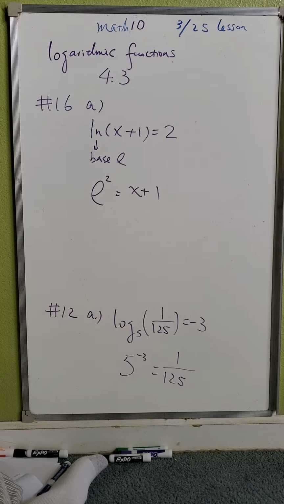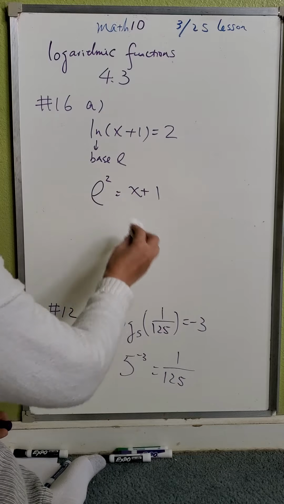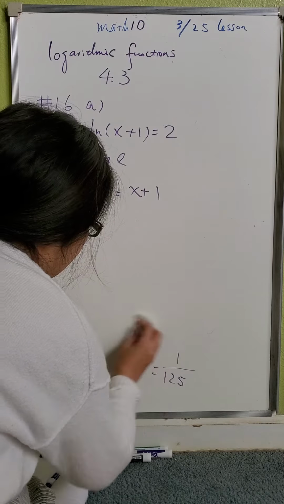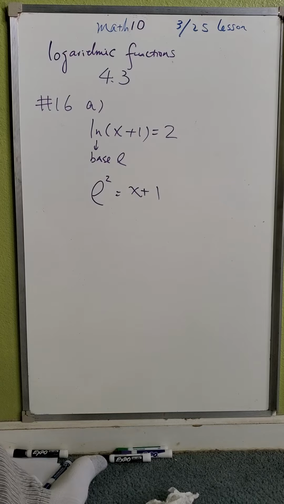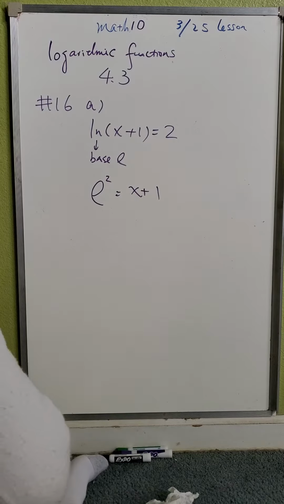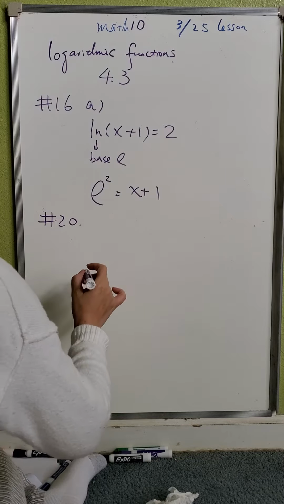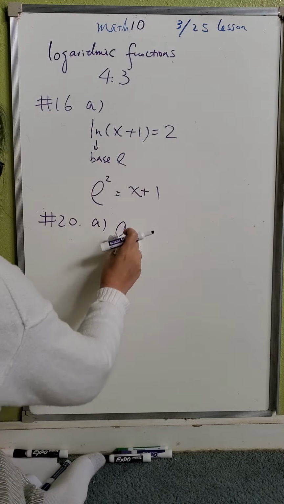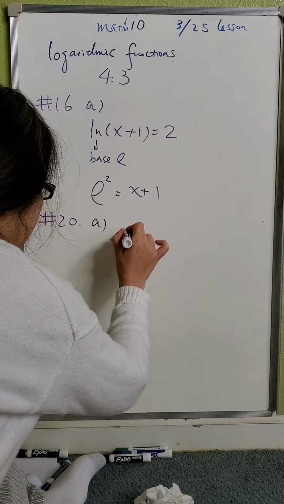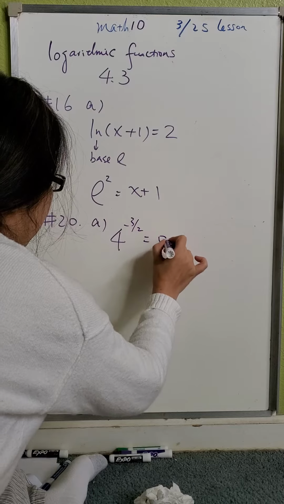And now we're going to learn how to switch back. Okay, how do you switch back? And here's one, problem number 20. Okay, number 20, we have part A. It's 4 to the negative 3 over 2 equal to 0.125.